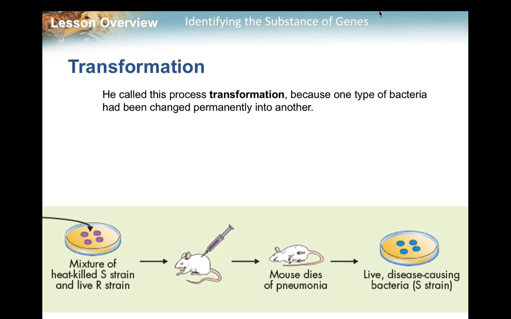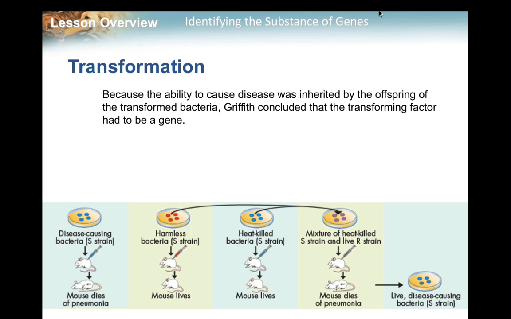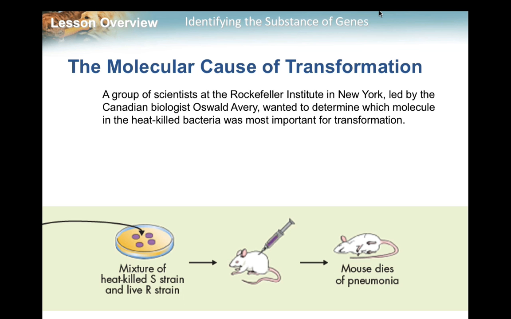It's called transformation, when one type of bacteria transforms into another. And this was not inherited by each bacteria in that specific generation, but it was actually passed on to all the offspring afterwards. So this transforming factor, he knew, had to be a gene. A group of scientists at the Rockefeller Institute of New York, led by Oswald Avery, wanted to determine which molecule specifically in the heat-killed bacteria was most important for transformation.